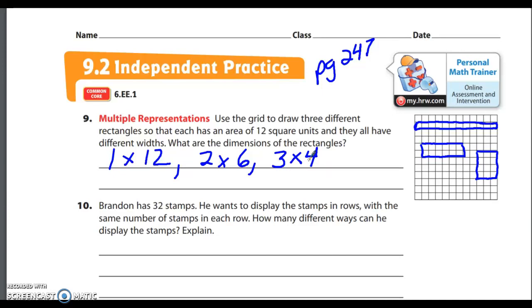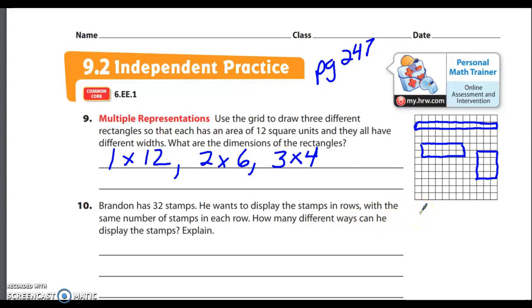Alright, question number 10 reads, Brandon has 32 stamps. He wants to display the stamps in rows with the same number of stamps in each row. How many different ways can he display the stamps? And explain. Well, there's a bunch of different ways to do this. One way to do it is he could do 1 row with 32 stamps. We should probably go over here and make a list, because it says how many different ways can he display the stamps.